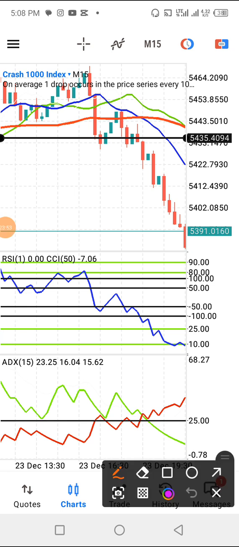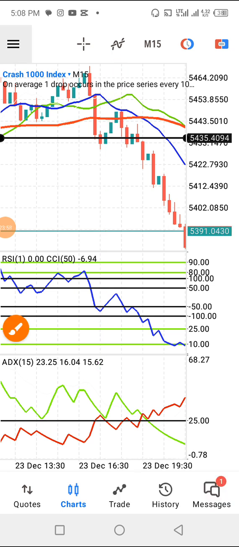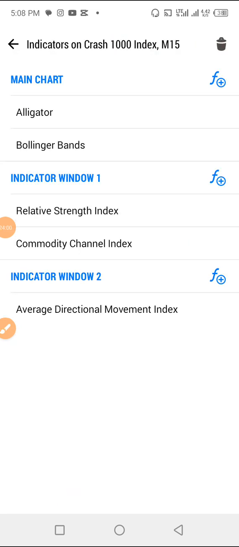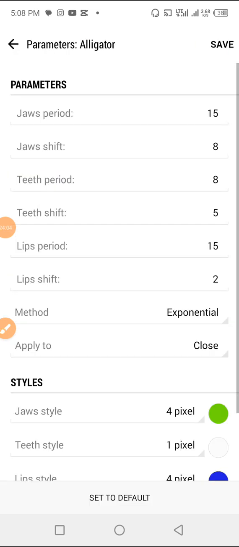Now click on this icon here. When you click on that icon, it will take you to the window indicators home. The first indicator we have there is the alligator. Now in your alligator, make sure that the jaw period is 15.